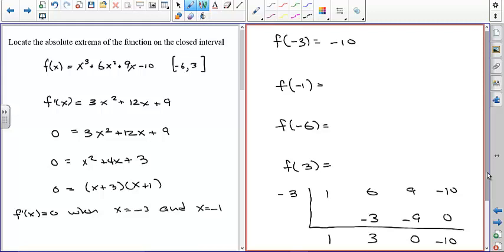Let's see what Jacob's got. What'd you get for f of -3? Oh, how about that?